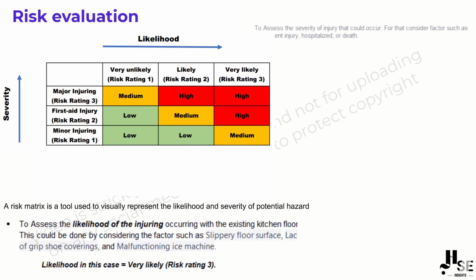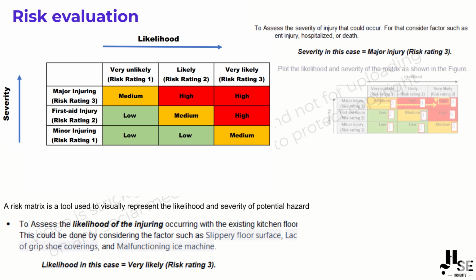To assess the severity of injury that could occur, consider factors such as permanent injury, hospitalization, or death. Severity in this case is equal to major injury, risk rating 3. Number 2. Plot the likelihood and severity on the matrix as shown in the figure.